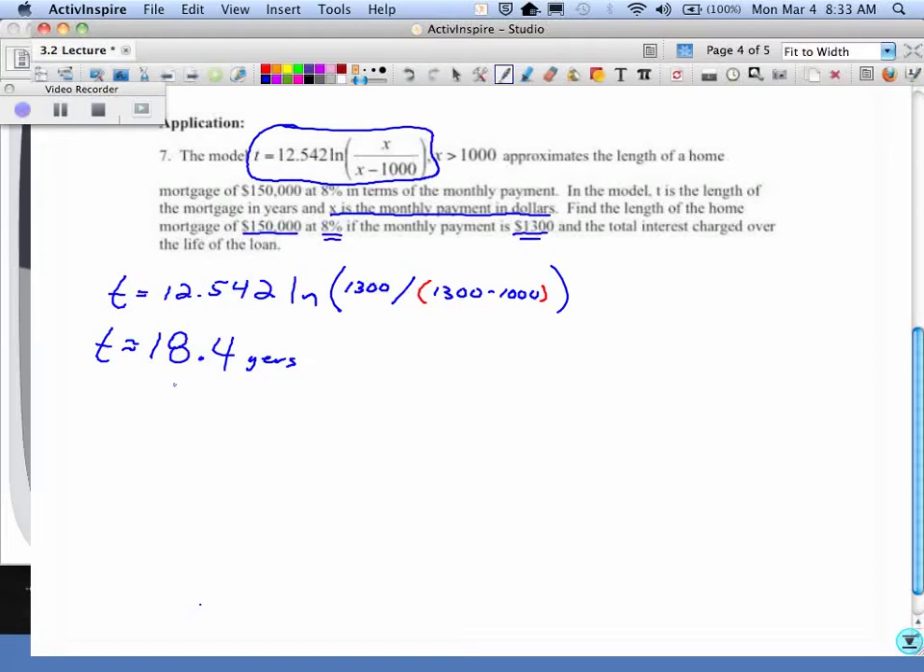What's 18.4 times 12? 220.86. Let's just call it 221. So they sent in about 221 payments of $1,300. How much is that?